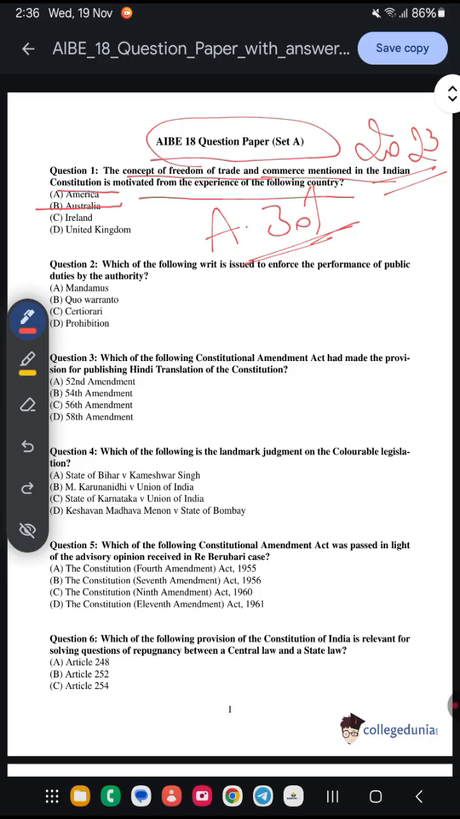So the next one is question number 2. Which of the following writ is issued to enforce the performance of public duties by the authorities? So the answer is direct and it is mandamus. So the meaning of the word mandamus is we command. Okay, so this is the correct answer. A is the correct answer.